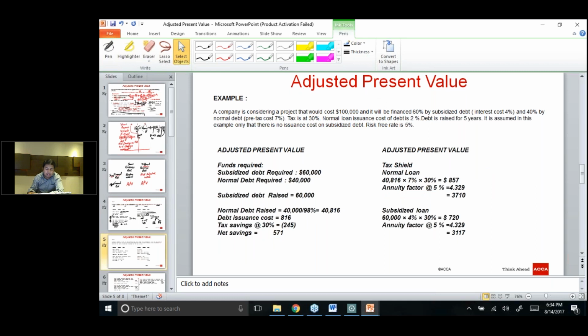Okay, now we are going to cover the effect of subsidized debt. If you have any question till the previous slide, you can ask, then we will cover the next part of the example.